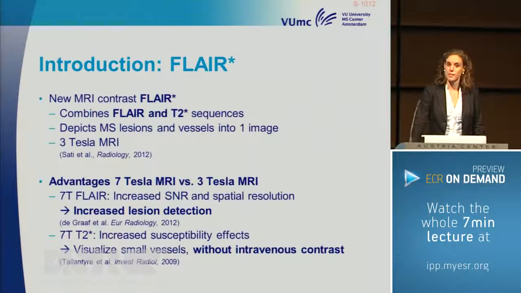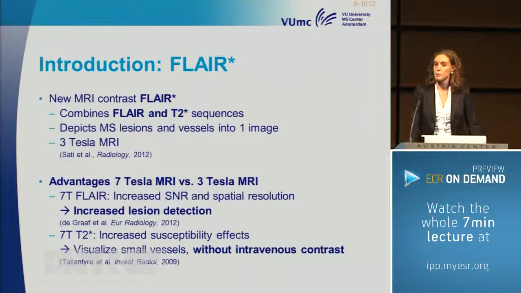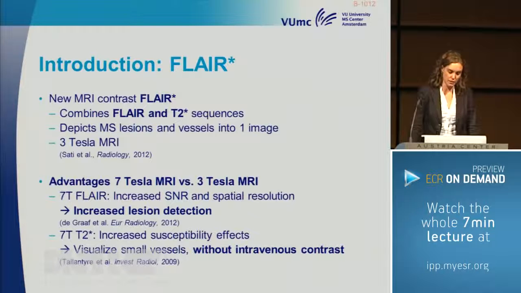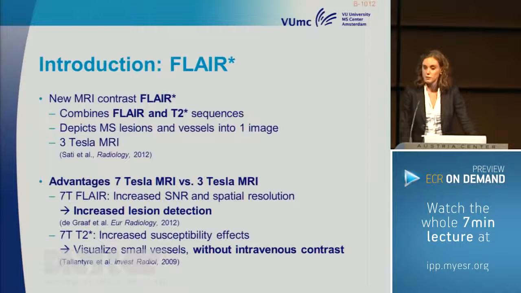Tesla scanner, this creates advantages, since the 7 Tesla FLAIR sequence has an increased signal-to-noise ratio and spatial resolution, and has proved to increase lesion detection in MS patients. Also, because of the increased susceptibility effects at the T2 star sequence at 7 Tesla, it is able to visualize small vessels without the use of contrast enhancement.